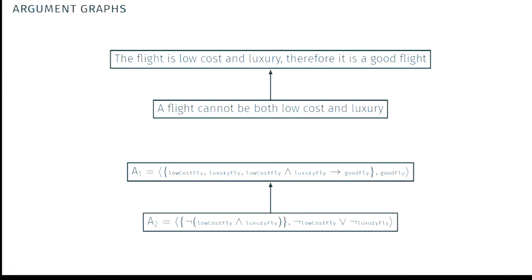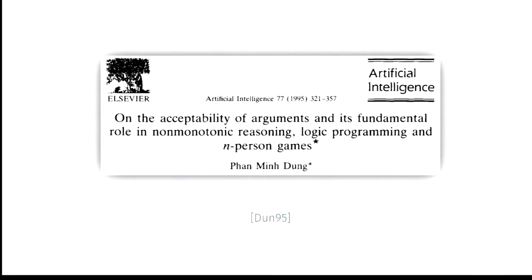Which means that we can abstract from what is inside, and we can just look at the relationship between arguments, and the relationship between those arguments will be based on the notion of attacks or conflict. In particular, the simple rebut and the simple undercut we showed you before, but there are many others. Which means that the acceptability status of an argument, if we look at an argument as a single atomic unit, does depend on the acceptability status of the other arguments as atomic units and the relation of conflict among them. And this is the intuition behind one of the most cited papers in artificial intelligence, on the acceptability of arguments and its fundamental role in nonmonotonic reasoning, logic programming, and n-person games by Dung, which introduced the concept of abstract argumentation, which is exactly what I described before.